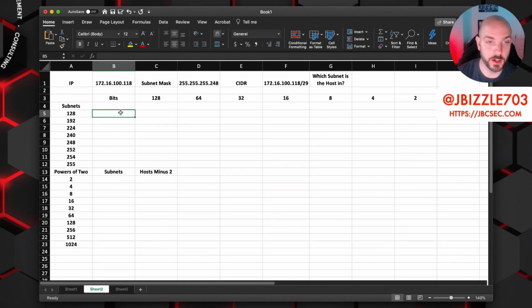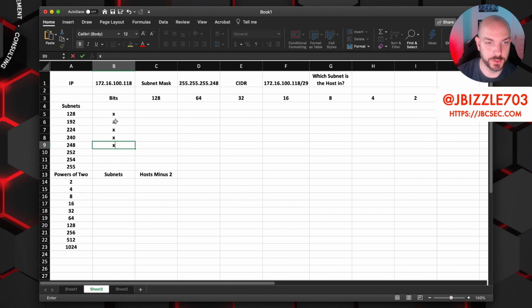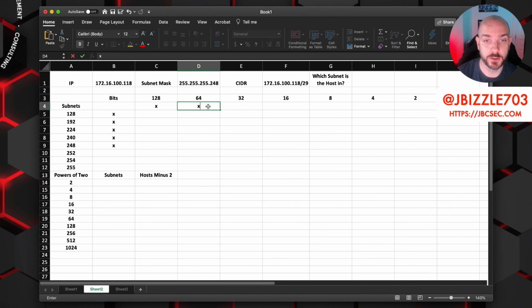So under our bits column, we're going to go down and do that. So that was 1, 2, 3, 4, 5, down to 248. So we're going to do the same thing under our subnet row. 1, 2, 3, 4, 5. So what that tells us is that for a .248 or /29, each of those subnets has 8 IP addresses in each of them. Okay.